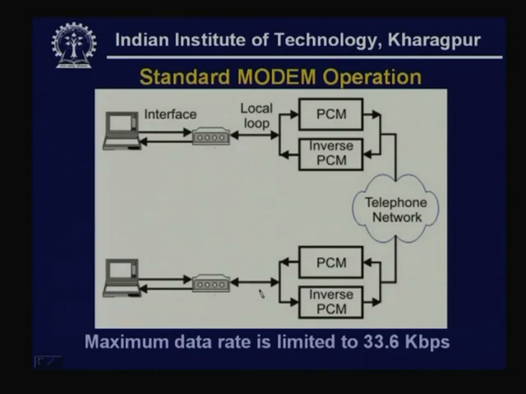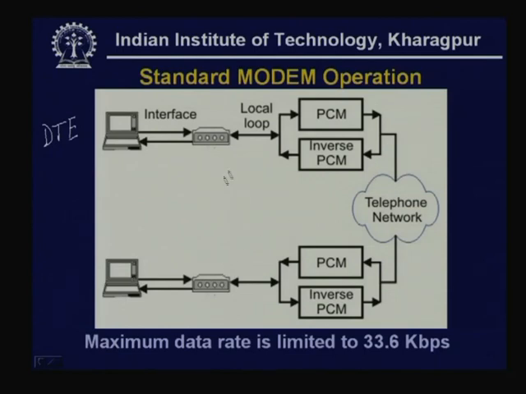Now, here is the standard modem operation explained, how it is connected to the telephone network and how it works. As you can see, this is the DTE, or the computer, and here are the modems, and this is the interface. It can be RS-232C, RS-232 or EIA232, whatever you call it. These are the two modems at both ends, and these modems are connected by local loop to the switching exchange. In the switching exchange it is converted into digital form by using PCM, and so that digital data goes through the digital telephone network, and at the other end it is again converted by inverse PCM, and that goes to the other side of the modem, and again that interface is there which is connected to the DTE.